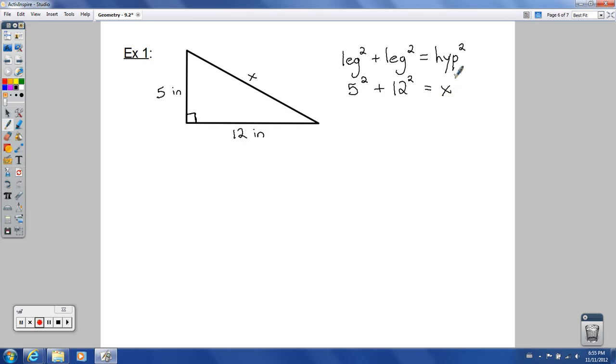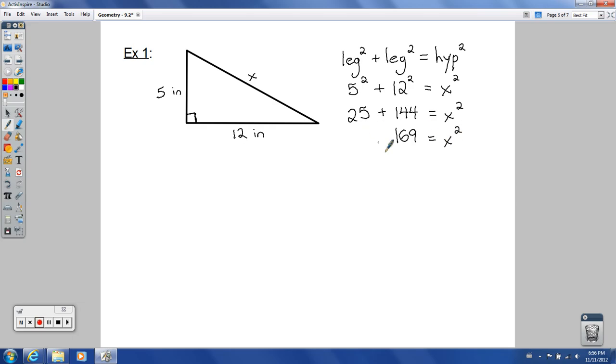That's a common mistake I see quite often. Students will just look at wherever the variable is and just automatically plug it in for the hypotenuse. Don't do that. Be careful to put it where it belongs. So this belongs here because the hypotenuse is the missing part. But this, as we simplify this, we'll get 25 plus 144 equals x squared. This is 169 equals x squared.